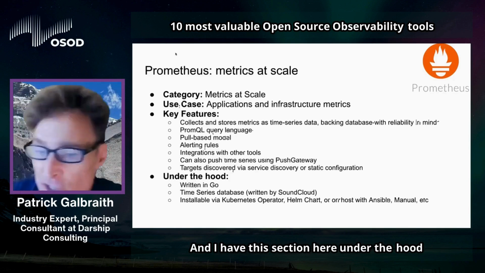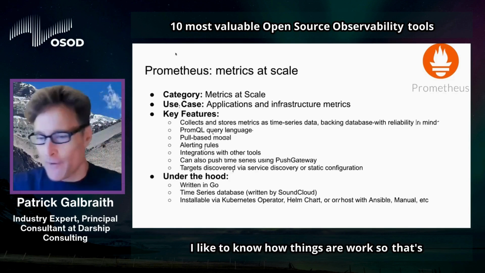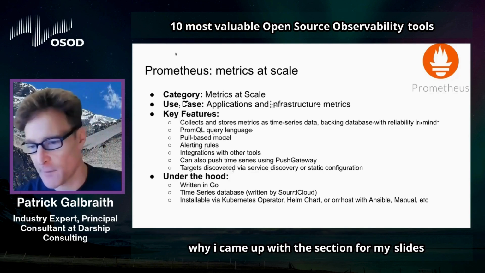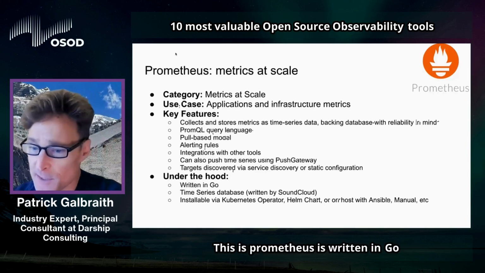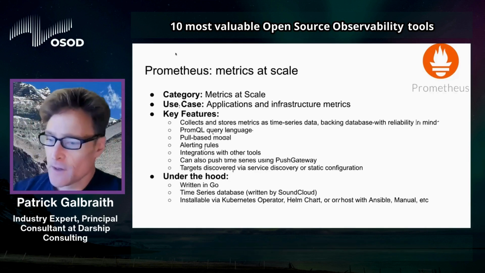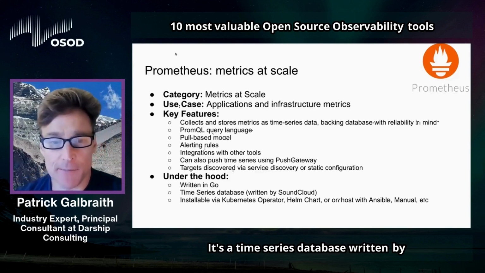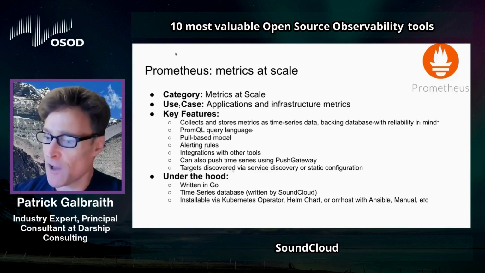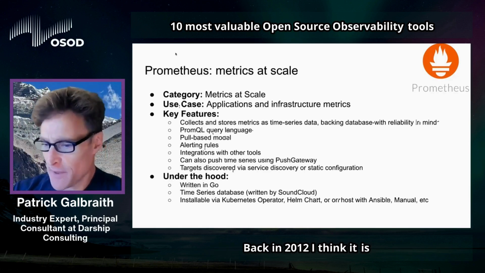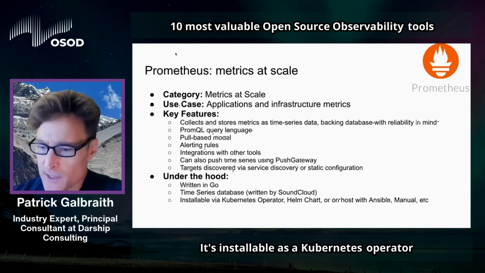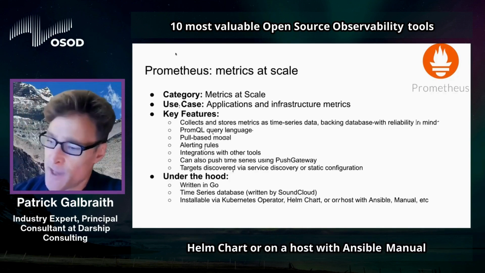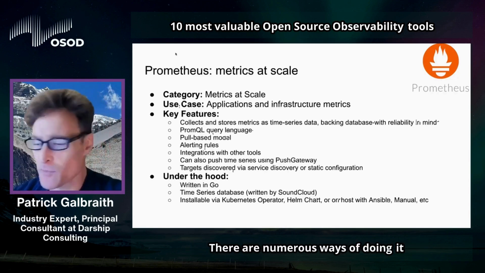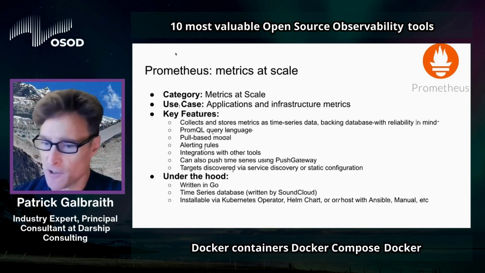And I have this section here, under the hood. I like to know how things work, so that's why I came up with this section for my slides. Prometheus is written in Go. It's a time series database written by SoundCloud back in 2012, I think it is. It's installable as a Kubernetes operator, Helm chart, or on a host with Ansible, manual, etc. There are numerous ways of doing it: Docker containers, Docker Compose, Docker Swarm.